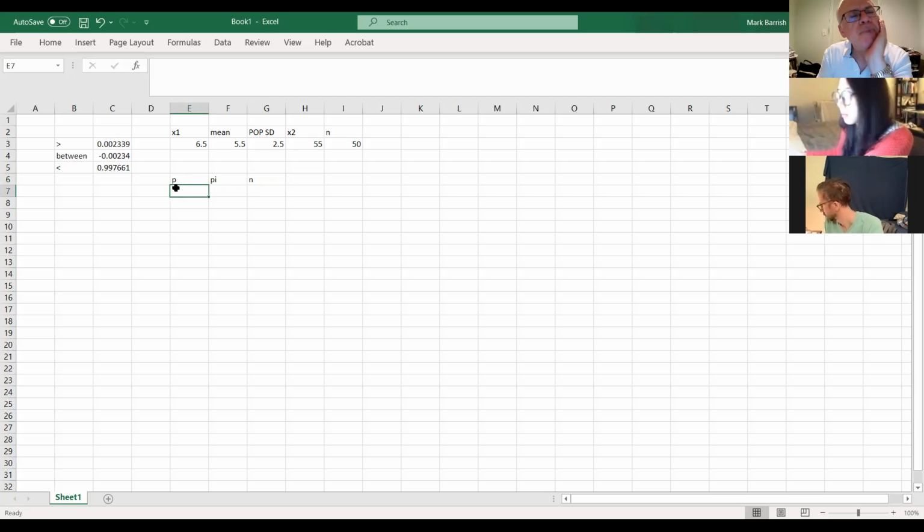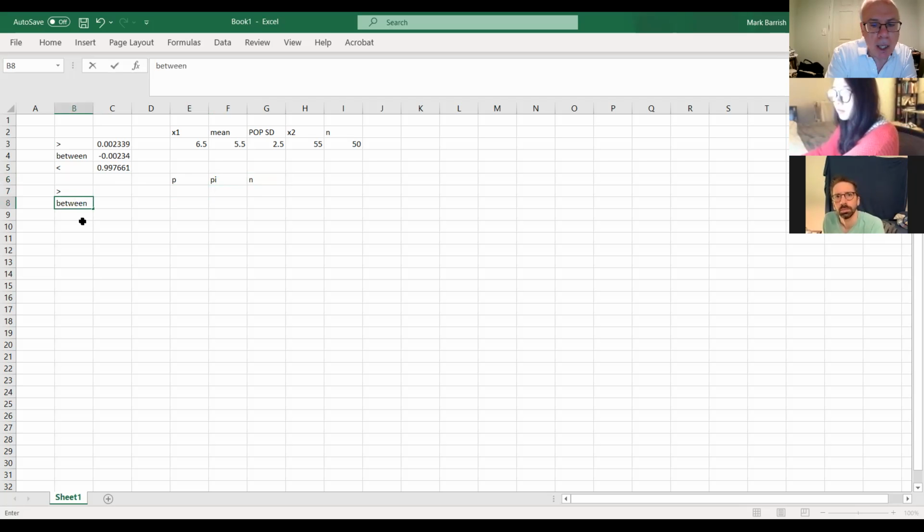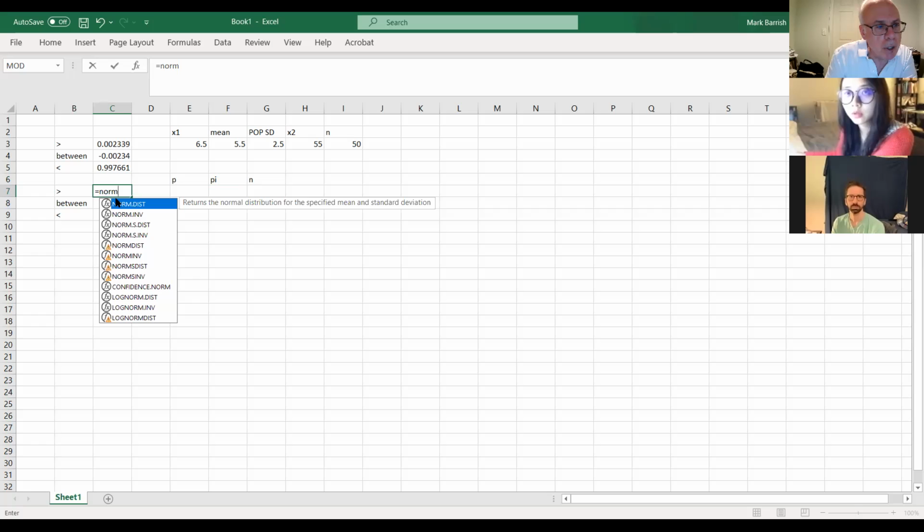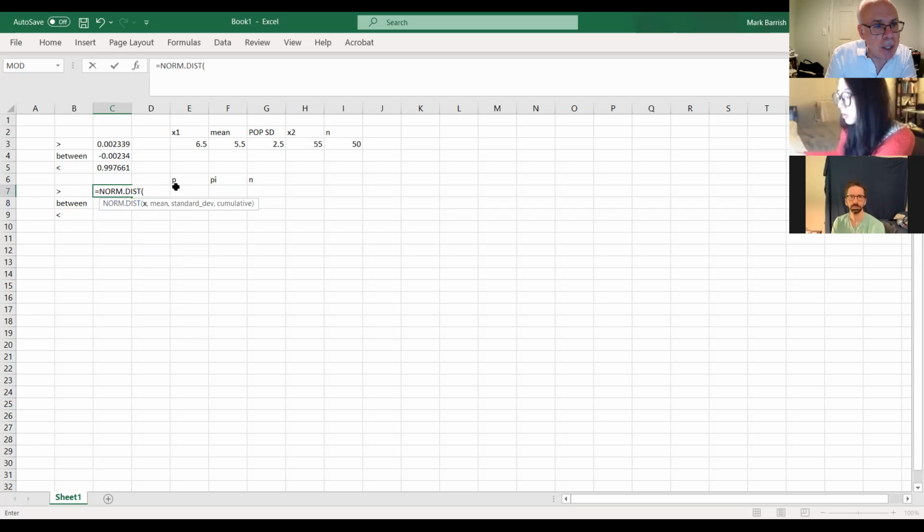So let me think about this for a minute. All right, so let's do greater than. Let's do between. And let's do less than. So normal, right? We're going to say NORM, and then we'll use the normal distribution. Now, the value is still going to be E7. That's where the P is going to be. So we'll say E7, comma. And then we need our pi. That's our mean. That's going to be F7.